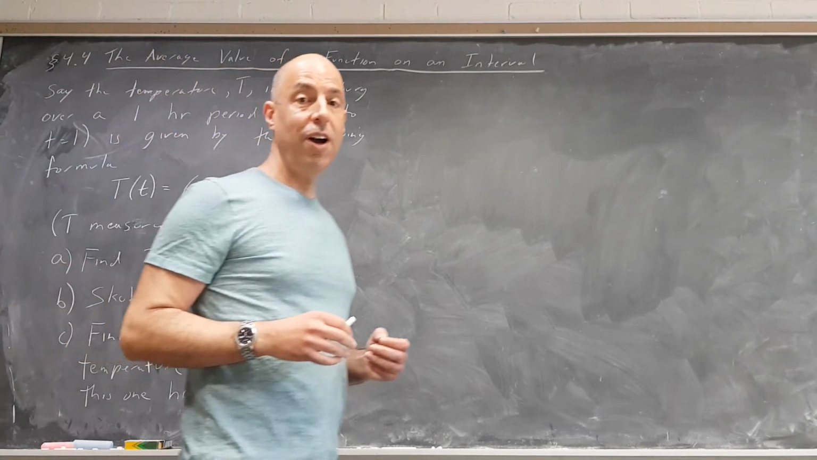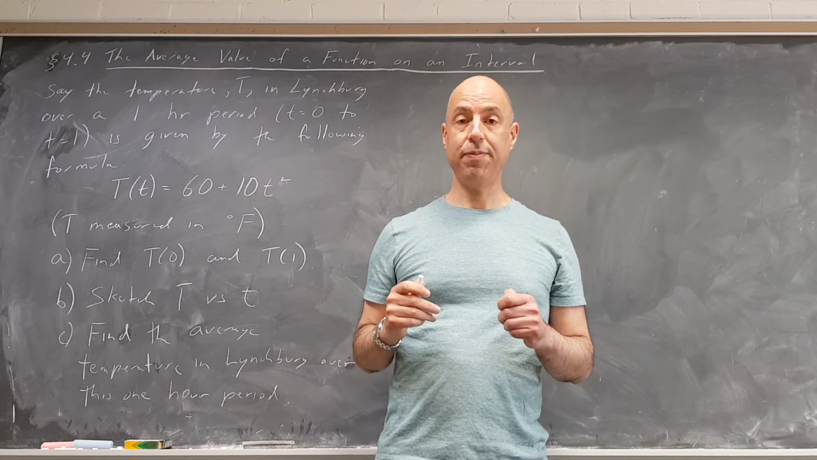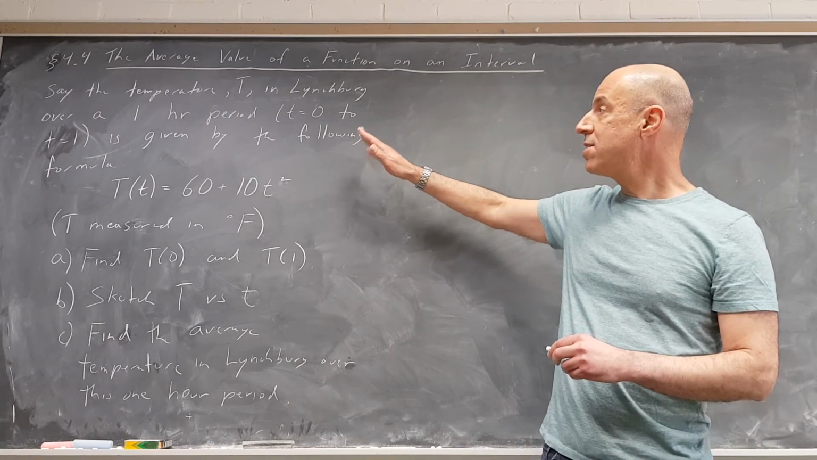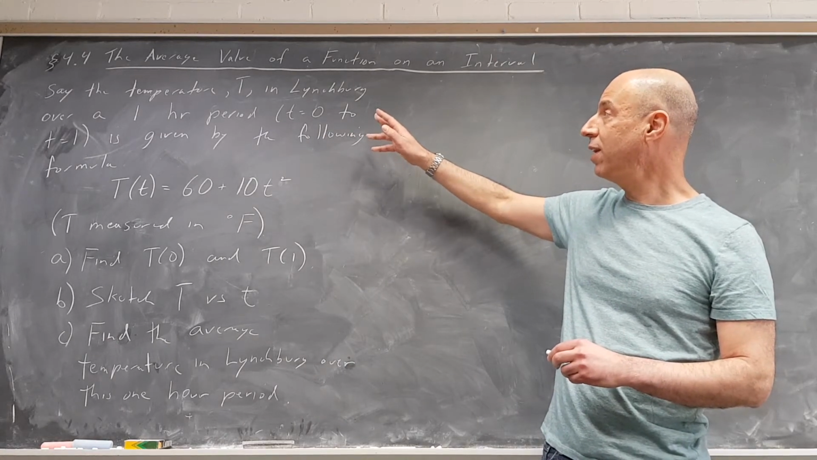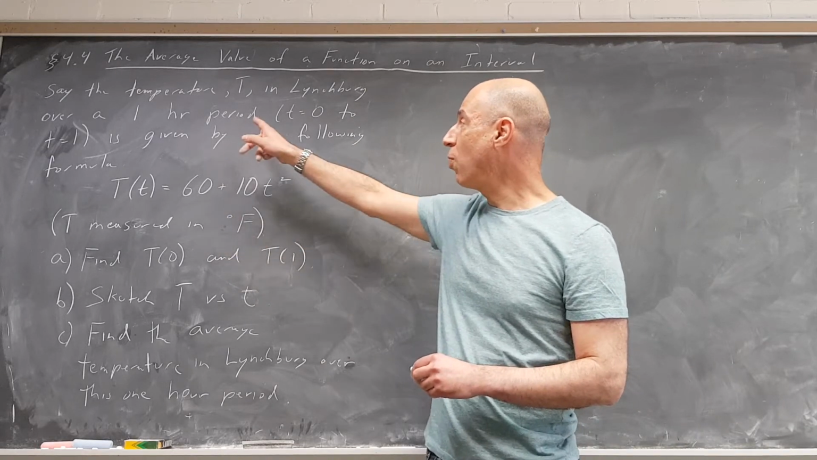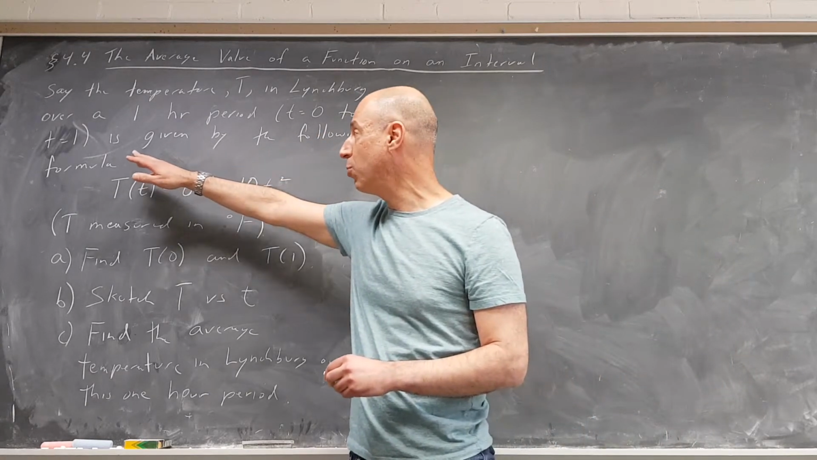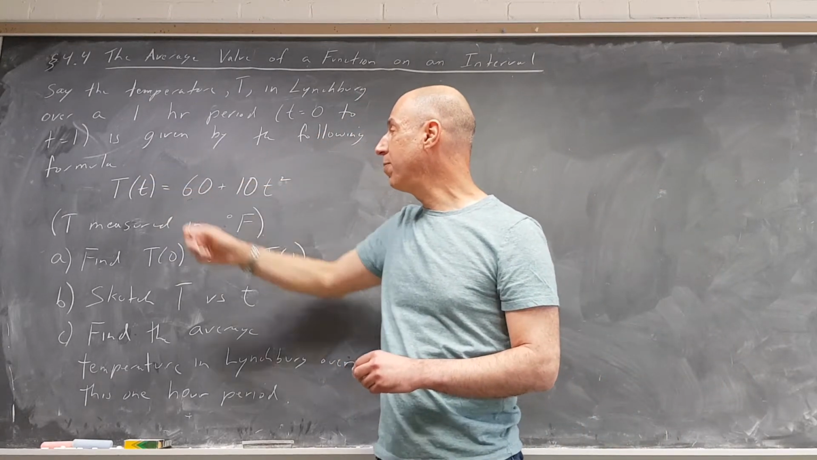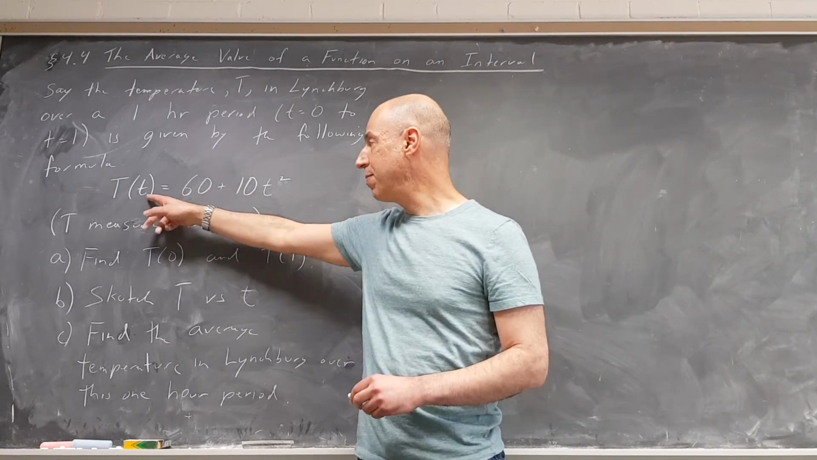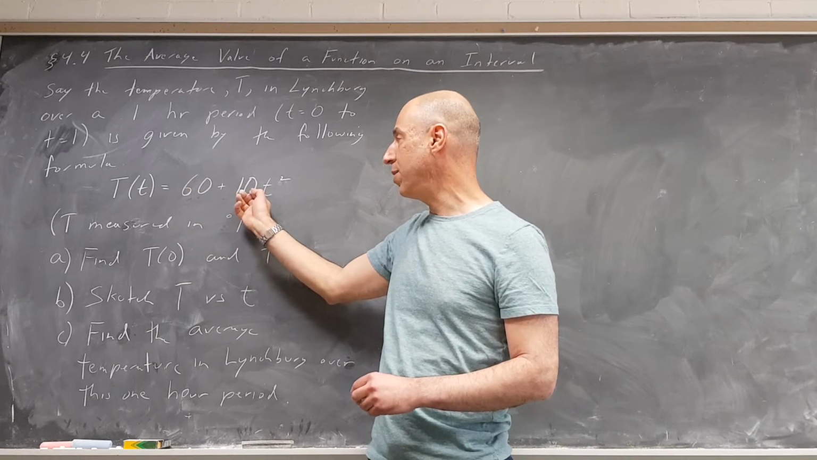So in this video, I want to talk about the average value of a function over an interval. And I want to start off with this problem right here. Say we have the temperature in Lynchburg. Temperature is going to be measured in degrees Fahrenheit over a 1 hour period, starting at little t equals 0 and going to little t equals 1, given by this formula. So the temperature at a particular time between 0 and 1 is 60 plus 10t squared.